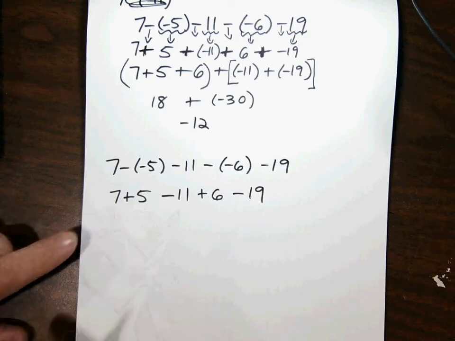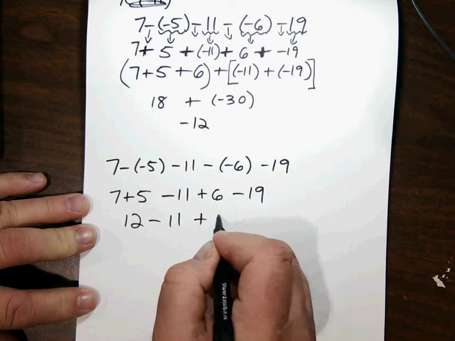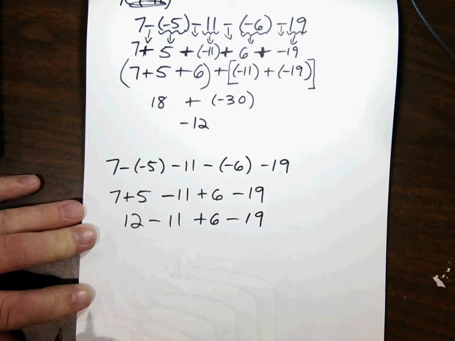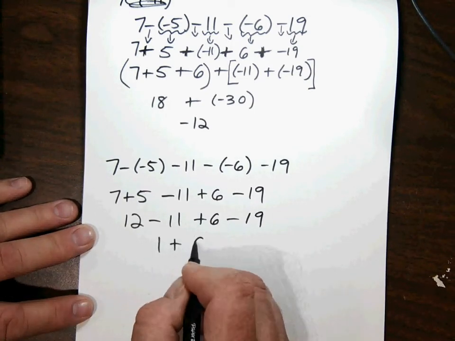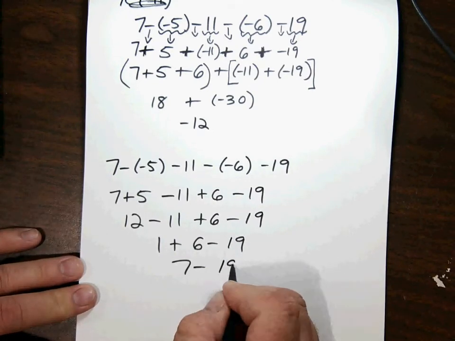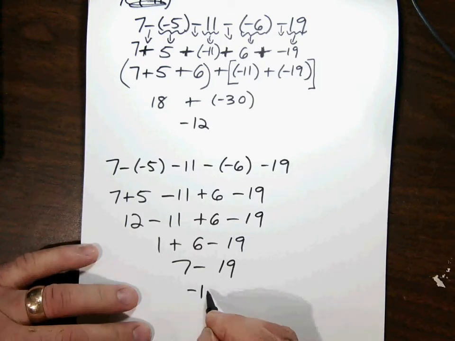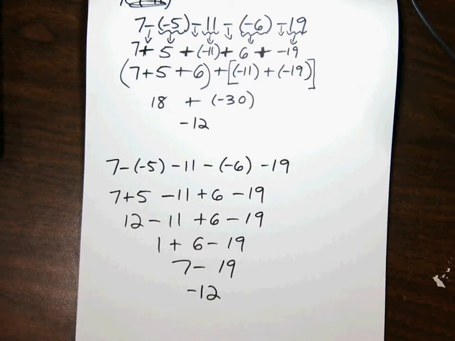I say 7 plus 5 is 12. 12 minus 11 is 1. 1 plus 6 is 7. 7 minus 19, in my mind, that's a positive 7 and a negative 19, and I'm putting them together, I'm going to get a negative 12. Okay? I just like to kind of mentally do that.